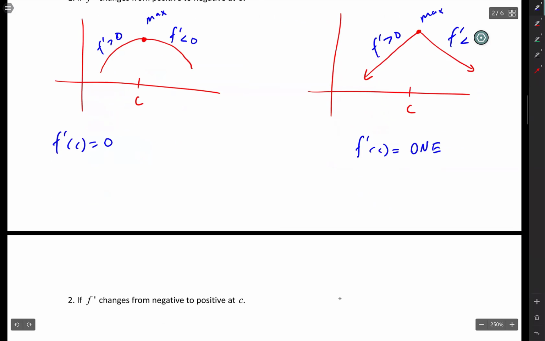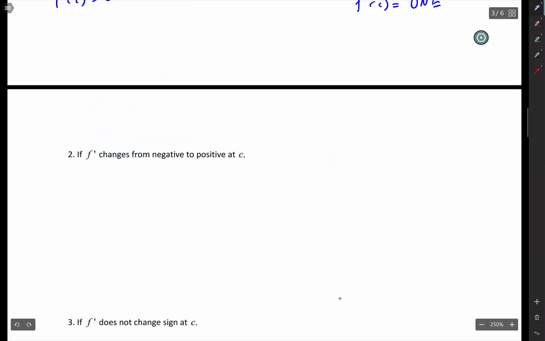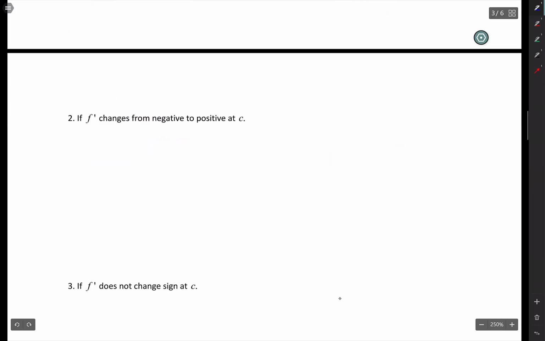All right, let's keep going. Scenario number 2, f prime changes from negative to positive at c. So if you want to get ahead of me, guys, I'm going to be doing 2 scenarios on all of them.